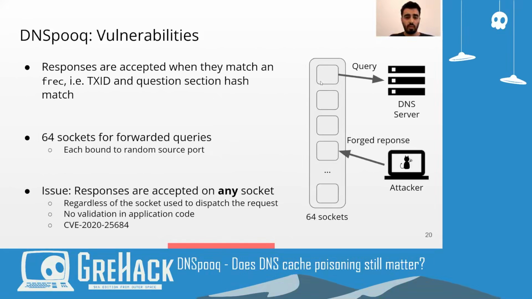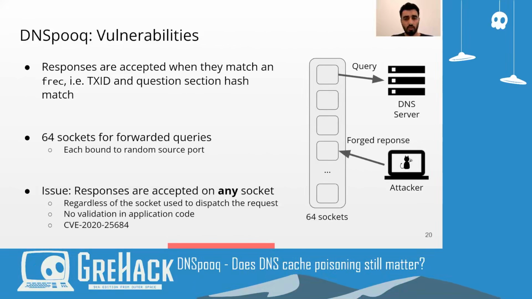So when a response arrives, it is accepted when it matches an FREC, an open FREC structure, meaning it is accepted when the transaction ID and the question section hash match. Internally, DNSmask uses up to 64 sockets for forwarding queries, and each of these UDP sockets is bound to a random source port.